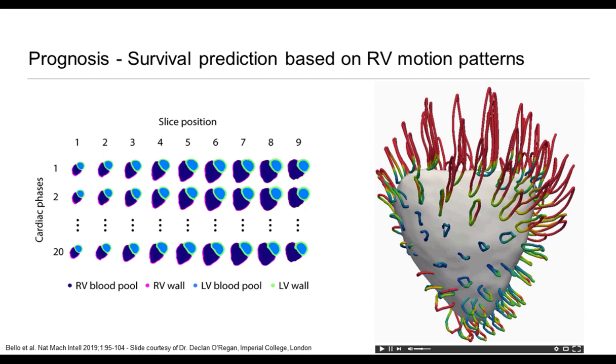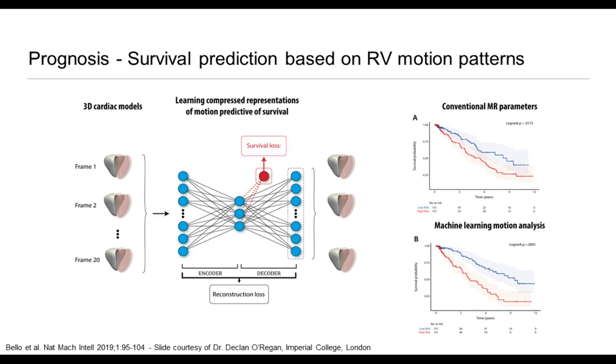And what they did is they took these motion patterns in patients who died versus patients who survived, and they put this into a deep learning network that predicted outcome in these patients. And if we move to the right side of this slide, what you can see is that compared to conventional MR parameters, i.e. ejection fraction and strain, the machine learning motion analysis was better capable of identifying patients who would do relatively well in the short term versus patients who had a much poorer prognosis.